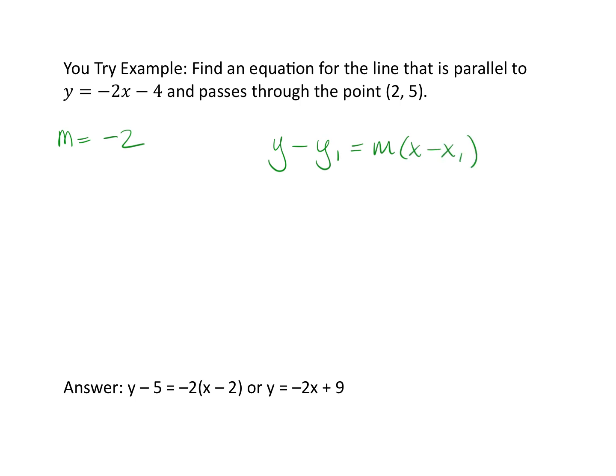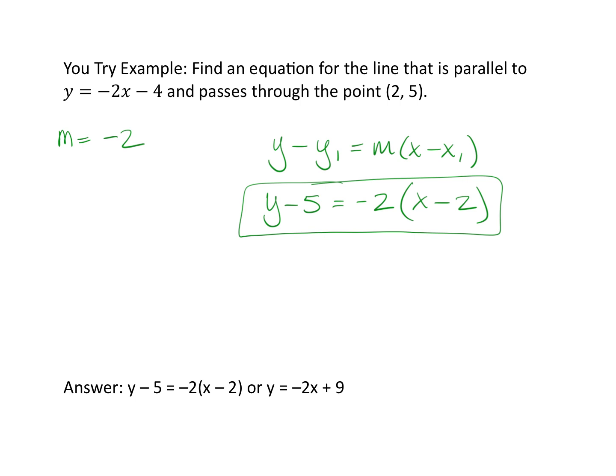And now I just plug in all the things I know. Put in the y coordinate of my point for y1, put in my slope for m, and put in the x coordinate of my point for x1. And if you were trained mathematically on y equals mx plus b and you don't like this point slope format, you can always solve for y and get slope intercept form. So that would turn out to be y equals, so when I distribute this negative 2, I'd get negative 2x plus 4, and then I add 5 to both sides. So I have negative 2x plus 4 plus 5 is plus 9.